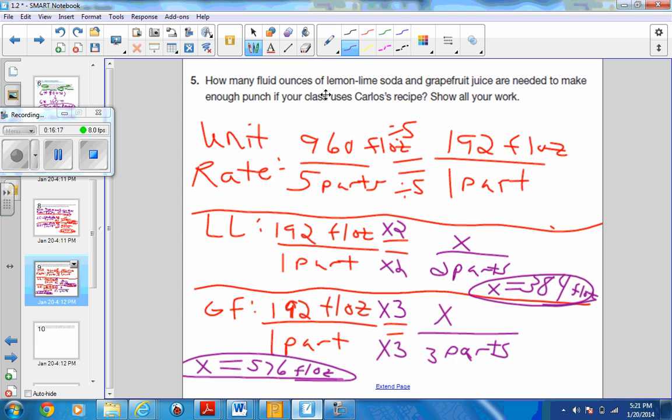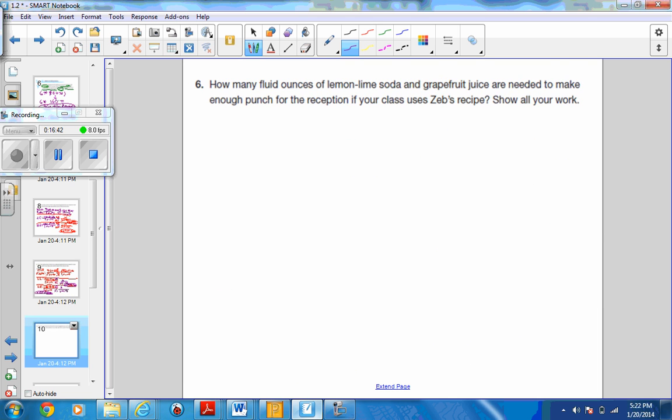You use that for your lemon lime and your grapefruit. There are 2 parts lemon lime, so if you multiply 192 times 2, you need 384 fluid ounces of lemon lime. If you look at grapefruit, you need 3 parts in his recipe, so you multiply 192 times 3 to scale back up, and you get 576. Okay, then go ahead and do your last one as Zeb.